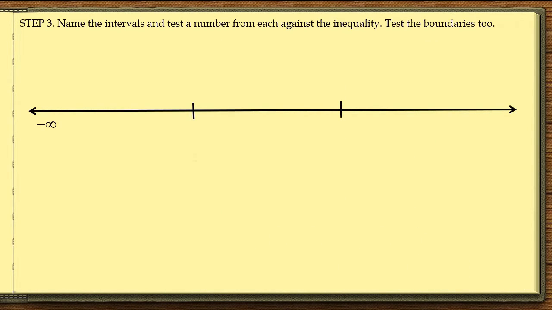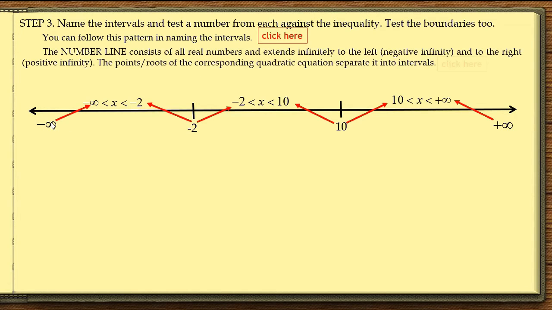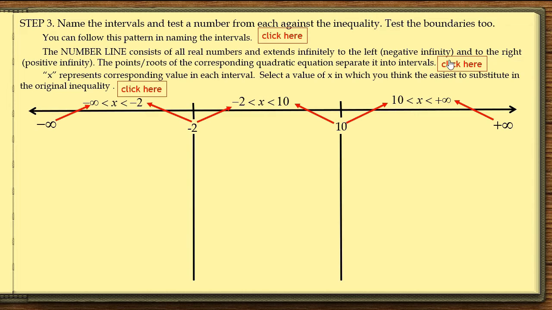In the third step, we need to name the intervals and test a number from each against the inequality. We need to test the boundaries too. Just follow this pattern in naming the intervals. The number line consists of all real numbers and extends infinitely to the left and to the right. The points or roots of the corresponding quadratic equation separate the line into intervals. X represents the corresponding value in each interval.